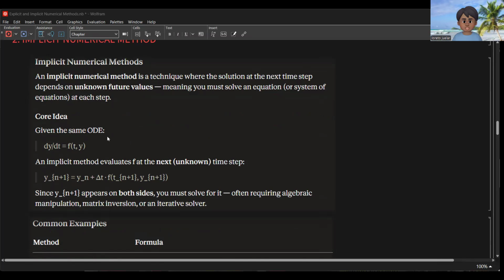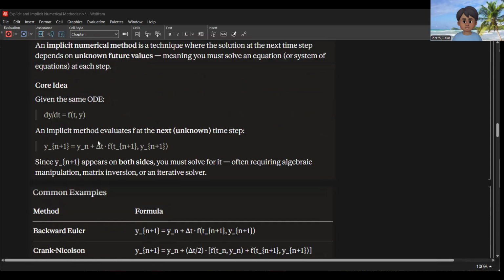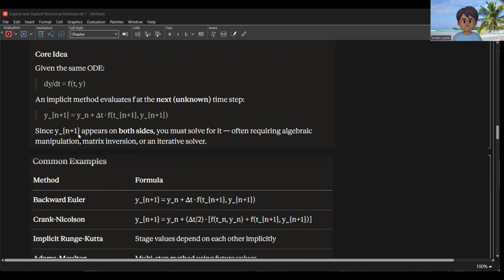Given the same ODE, dy over dt equal to f of t, y, an implicit method evaluates f at the next unknown time step. So y sub n plus 1 equals y sub n plus delta t times f of t sub n plus 1, y sub n plus 1. So this is the future value. Since y sub n plus 1 appears on both sides, you must solve for it, often requiring algebraic manipulation, matrix inversion, or an iterative solver.